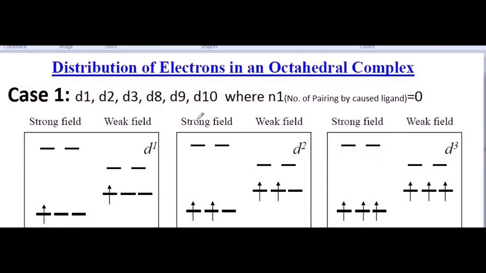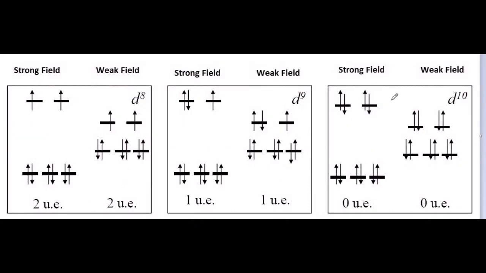In case of d1, d2, d3, d8, d9, d10, the number of pairings caused by the ligand can be considered as zero, because if we see the distribution of electrons, this is for a strong field, okay? Strong field in case of d1, one electron at the t2g state, no electron at the eg state. Similarly for a weak field, one electron at t2g, no electron for the eg state. But look at the difference, the difference is high and low. Similarly, d2, d3, d8, d9 and d10.